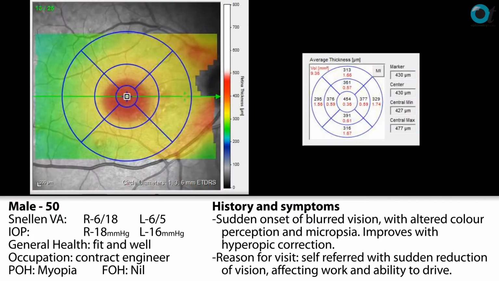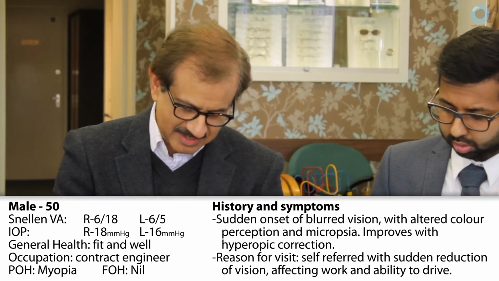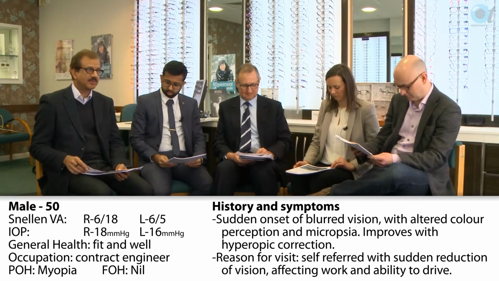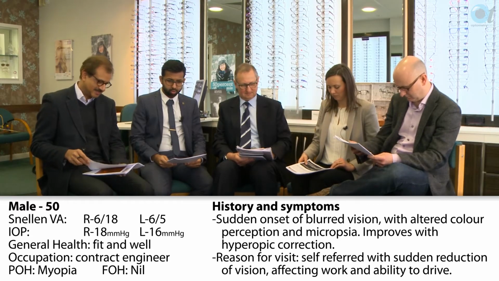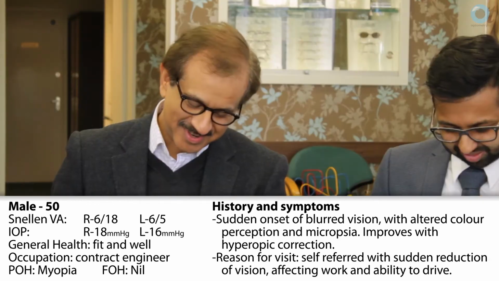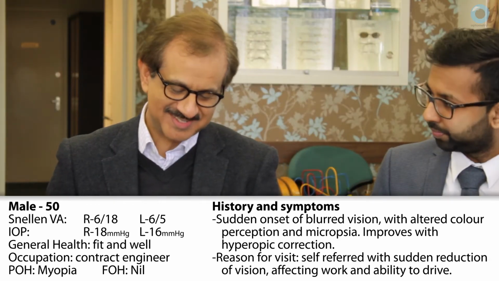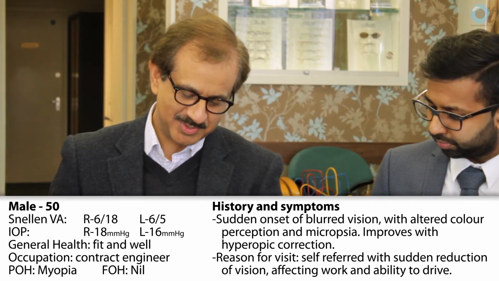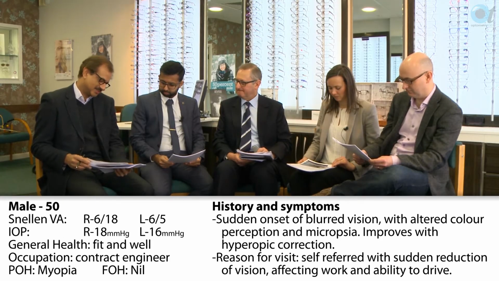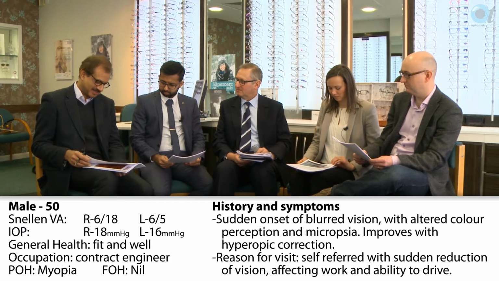On OCT, I see a bump and a red bit in the middle, which tells me that there is a bump and it's raised. Going away slightly from the OCT, he's 50 years old, fit and well, probably a type A personality. But the clincher for me is the suddenness of the onset and that he improves with hyperopic correction, and the altered colour perception and micropsia. So central serous chorioretinopathy looks like the plan.